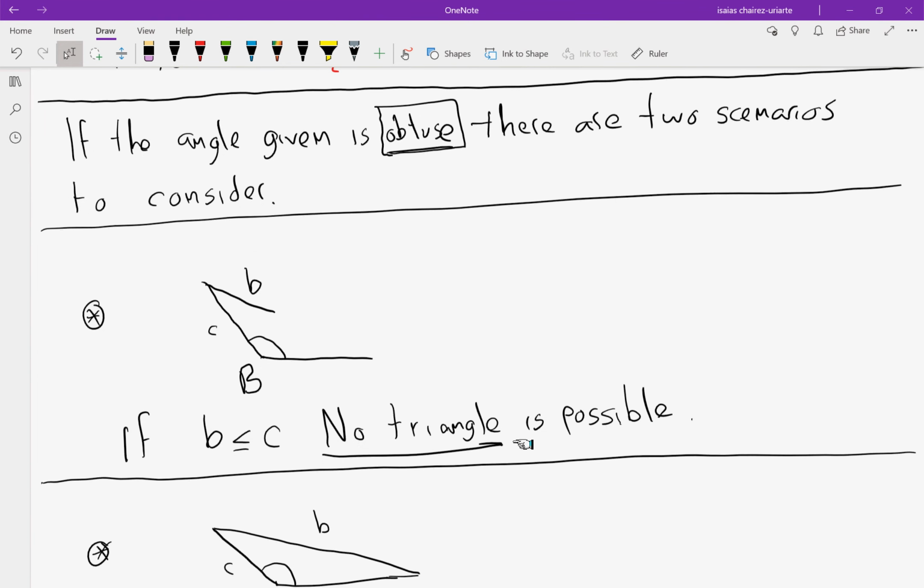All right, what if the angle that's given to you is obtuse? Then life gets a little bit easier. The first picture looks something like this. There are only two scenarios now. If the angle that's given to you, this angle B, is obtuse, you're given the side opposite that angle, and you're given some other side. If this length BC is bigger than B, then no triangle is possible.